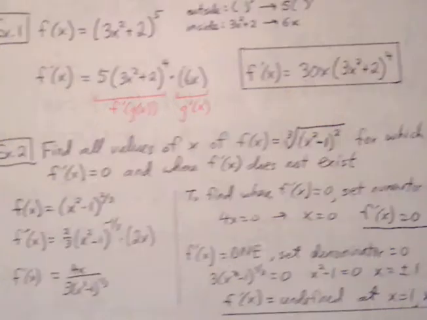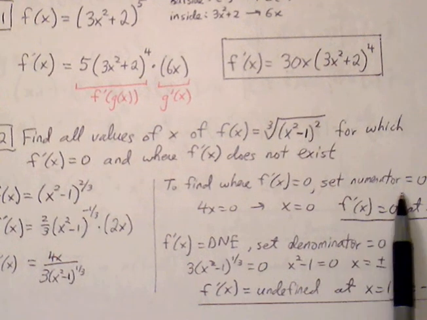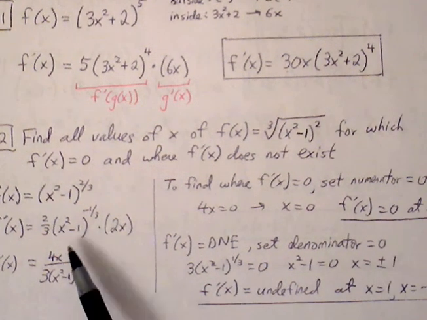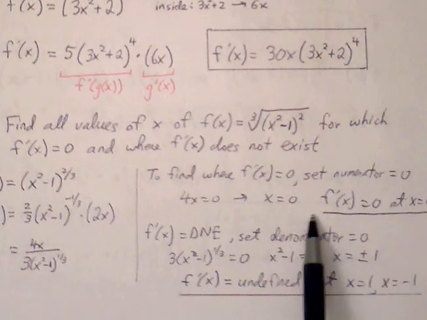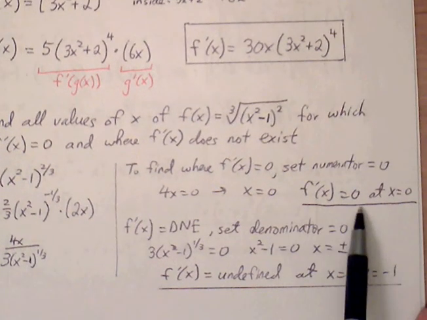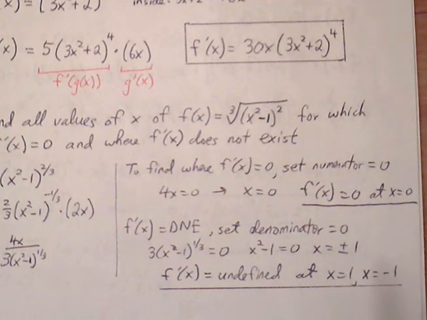Okay. Now to find out where f prime is equal to 0, we're going to set just the numerator of the derivative equal to 0. So 4x is the numerator, set that equal to 0. 4x equals 0, x equals 0, so therefore f prime is equal to 0. The slope is going to be equal to 0 when x is equal to 0.